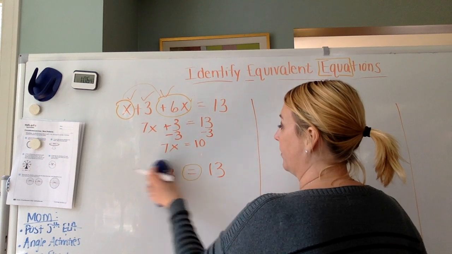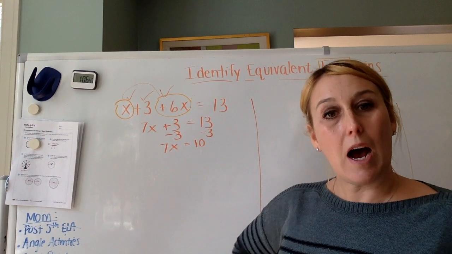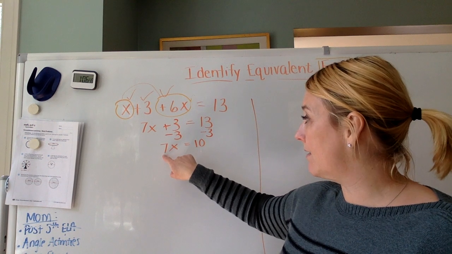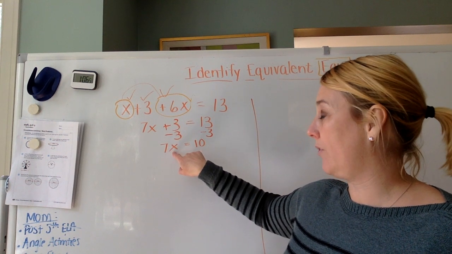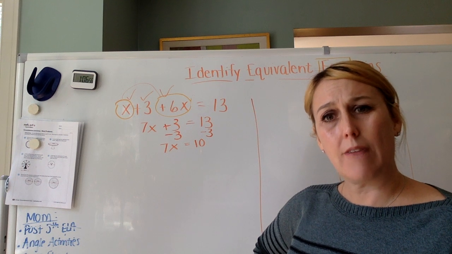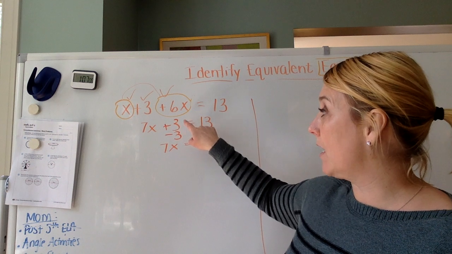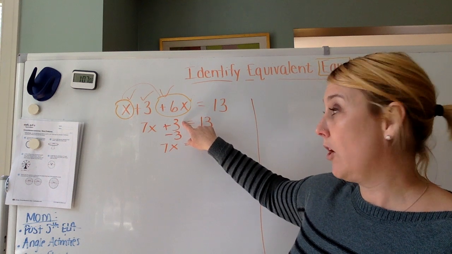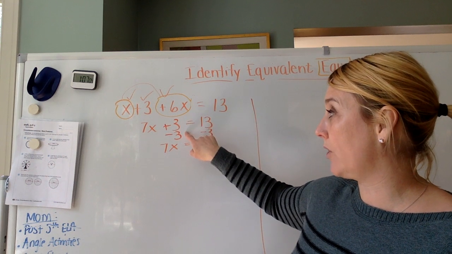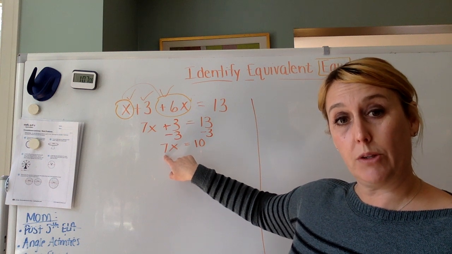7x equals 10. This is like saying 7 times x. How do I get rid of that coefficient? 7 times x is a multiplication. The opposite or inverse operation of addition was subtraction. What's the opposite or inverse operation of multiplication?